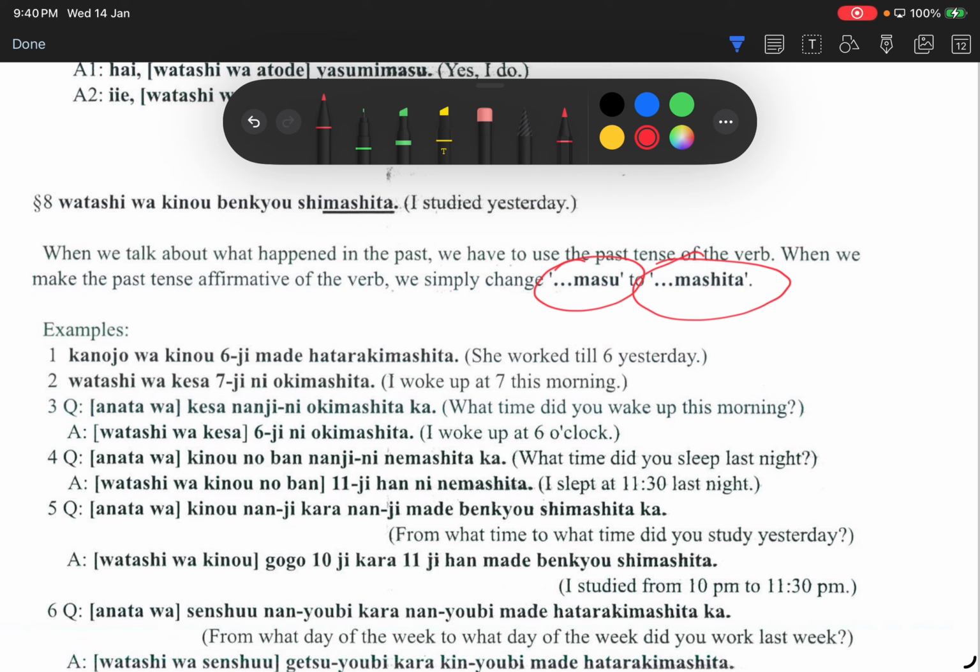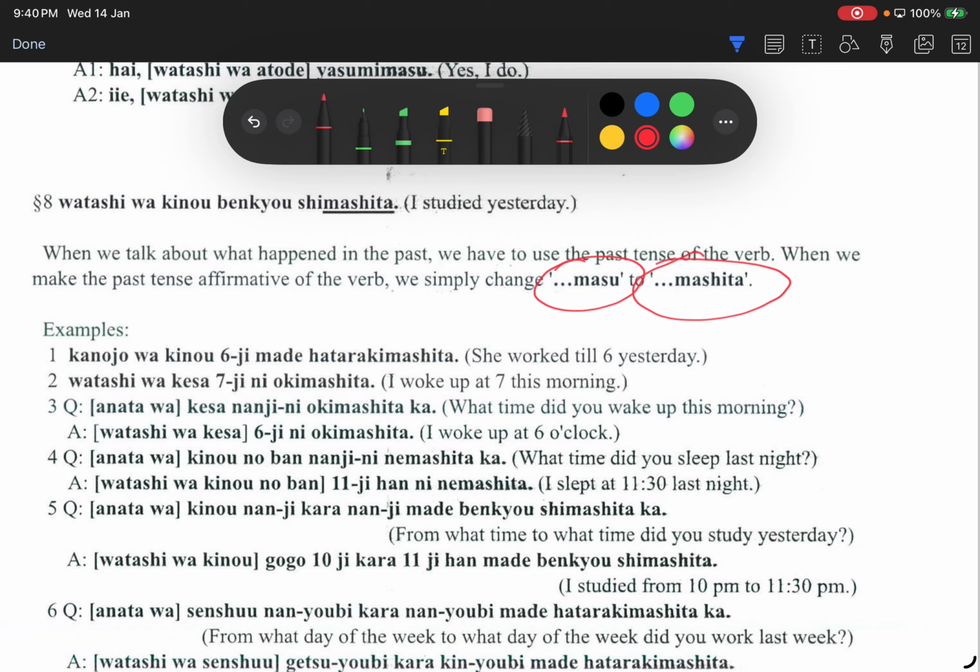You were waking up in the past. But now we are not waking up. We are already woken up. So mashita means woke up. Another example. 勉強します means to study. 勉強しました means I already studied. Past tense, already over.